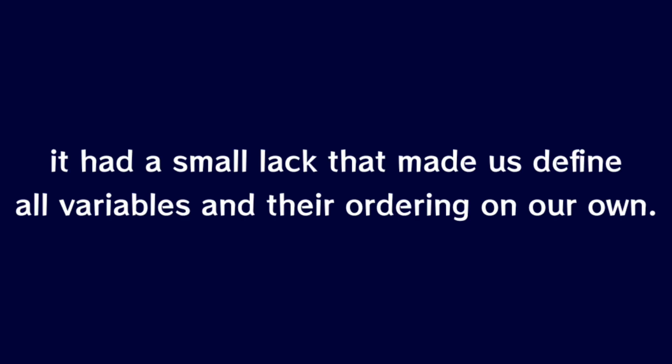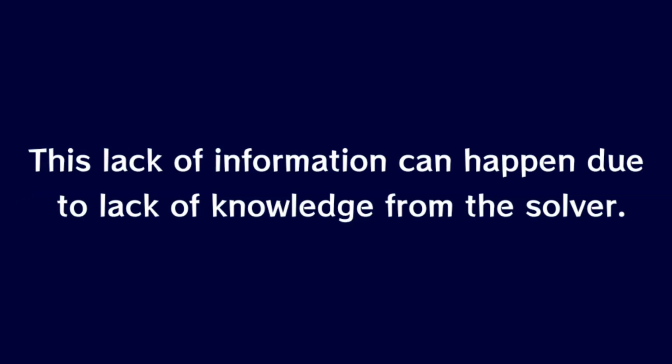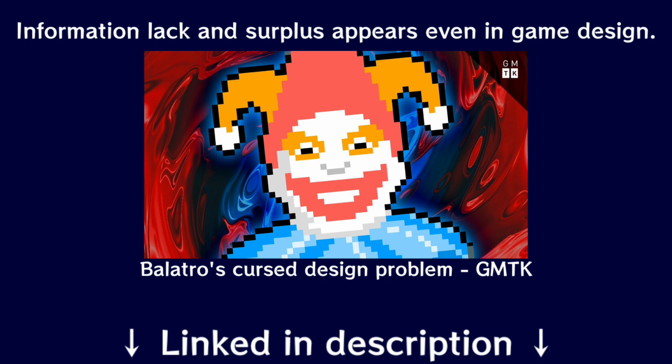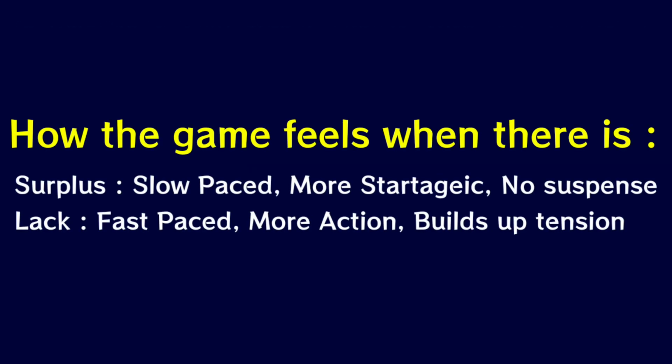As for the first problem, it had a very small lack of information that made us define the variables and their ordering on our own. This lack of information can also happen from your side if you don't have enough knowledge. You can even find interesting talks about how an amount of information can affect someone in something as trivial as a game, in the way they are designed.